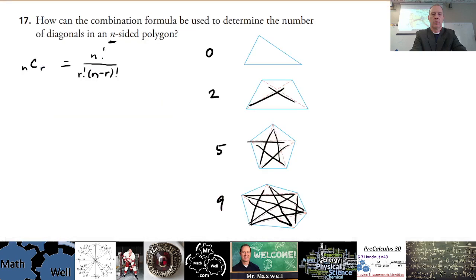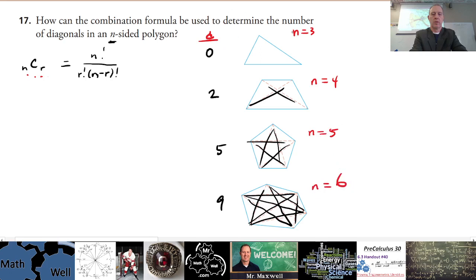Okay, let's take a look at 17. 17's a little bit of a tricky one for connecting the combination formula to this. First of all, what you want to recognize is that there are 0 diagonals here for a 3-sided shape. So n is 3 here. There are 2 diagonals for n equals 4, there are 5 diagonals for n equals 5, and there are 9 diagonals for n equals 6. 1, 2, 3, 4, 5, 6. Oh, still frozen, sorry.